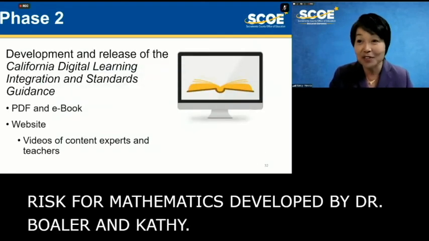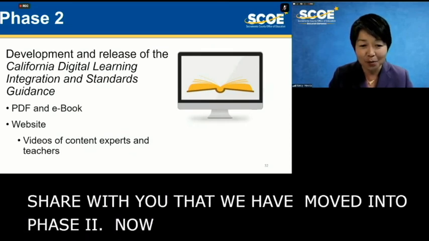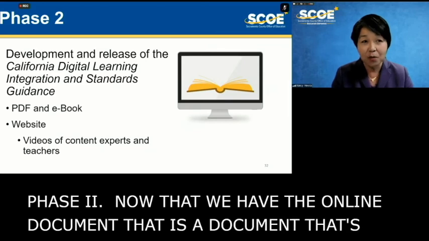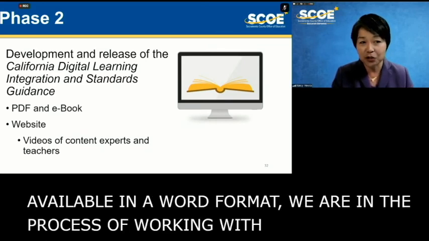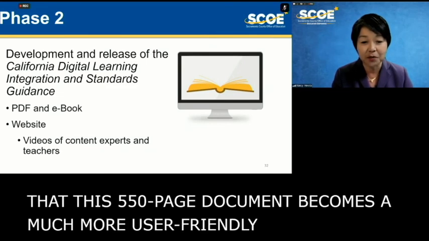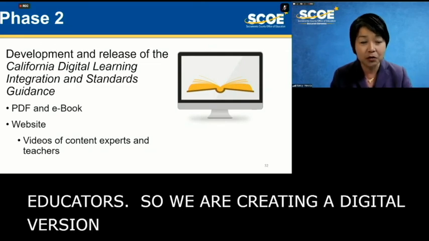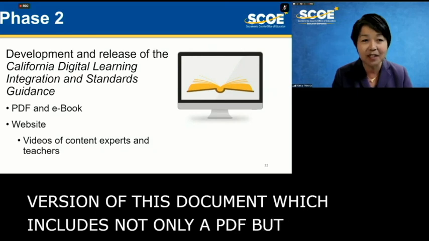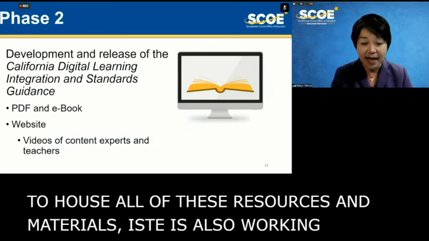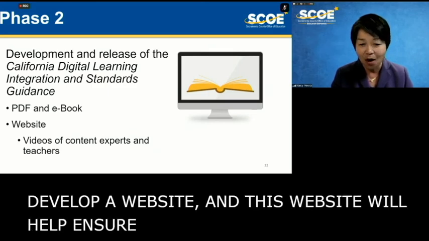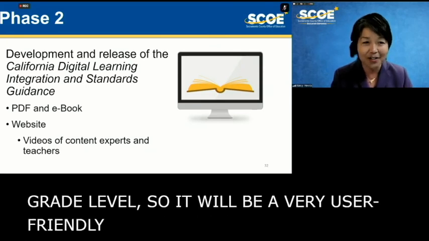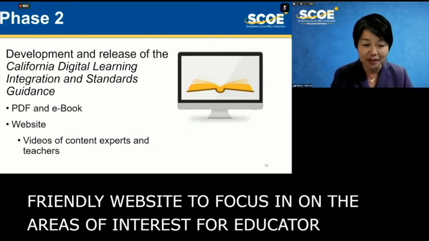Next slide. We're very pleased to share with you that we have moved into phase two. Now that we have the online document, available in a Word format, we are working with ISTE to ensure that this 550-page document becomes a much more user-friendly tool for educators. So we are creating a digital version of this document, which includes not only a PDF, but we are also exploring the development of an ebook. To house all of these resources and materials, ISTE is also working to develop a website. This website will help ensure that teachers can access all of these sections by content area, by grade level. So it will be a very user-friendly website to focus in on the areas of interest for educators, both teachers as well as administrators and others.